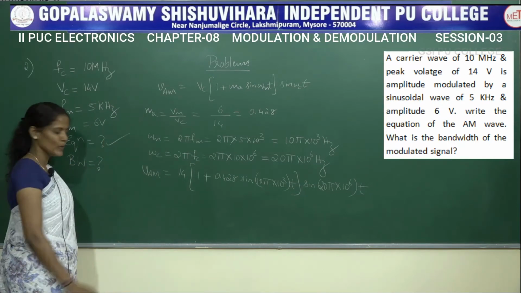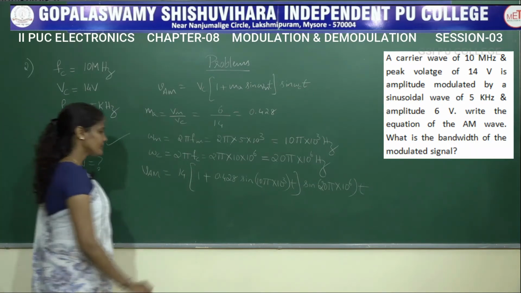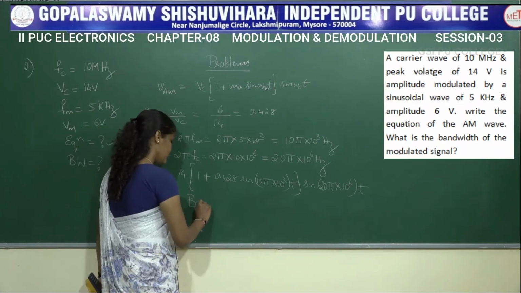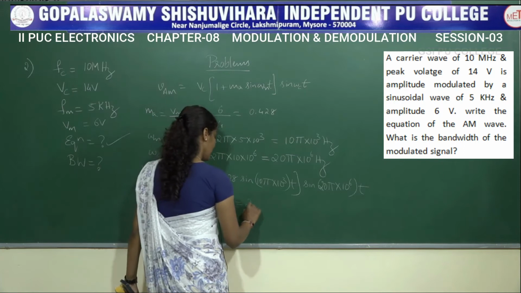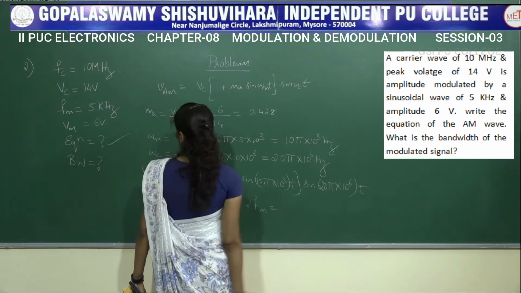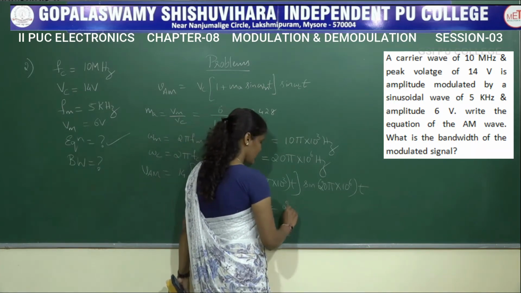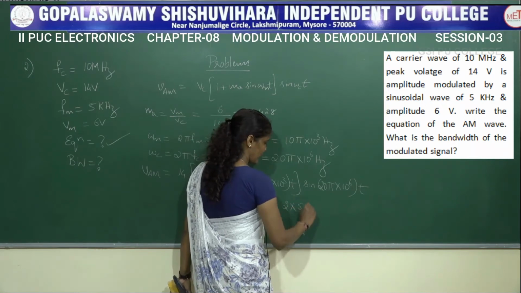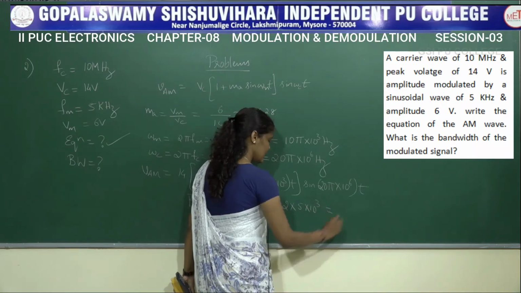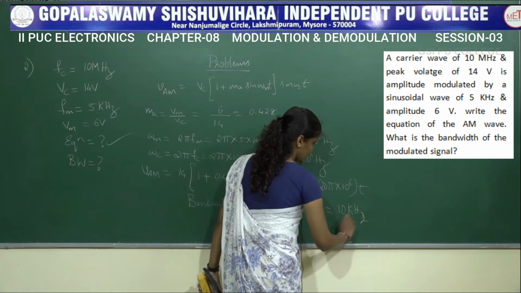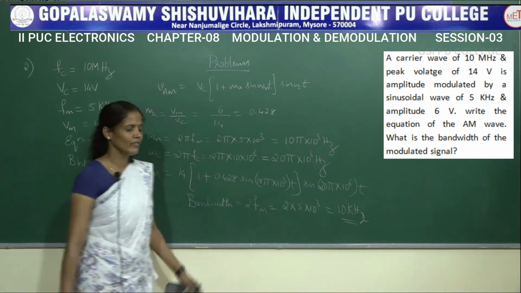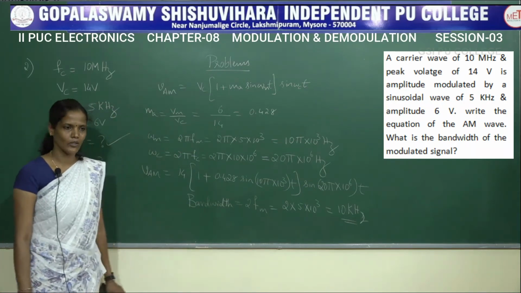Next we have left with the bandwidth. So bandwidth equals 2 times of FM. 2 times of FM. FM they have given 5 kilohertz. So 2 into 5 into 10 to the power of 3, which is equal to 10 kilohertz. So bandwidth of this AM wave is equal to 10 kilohertz.